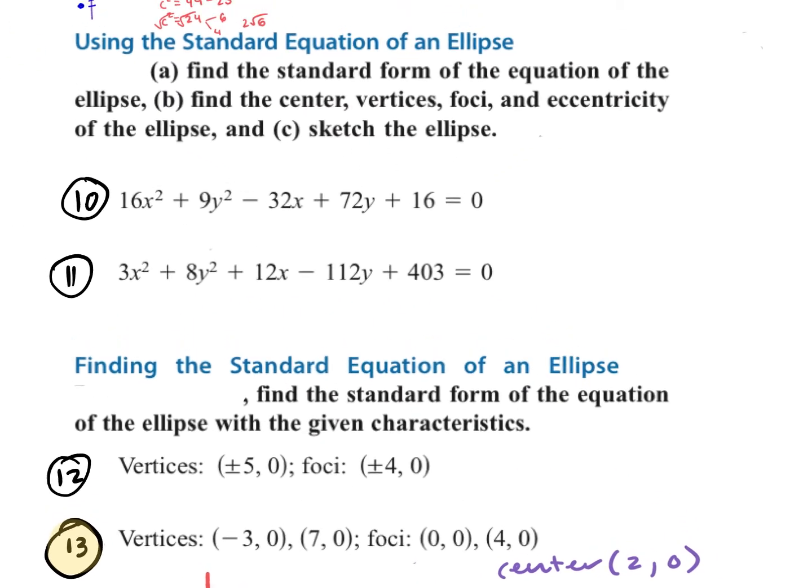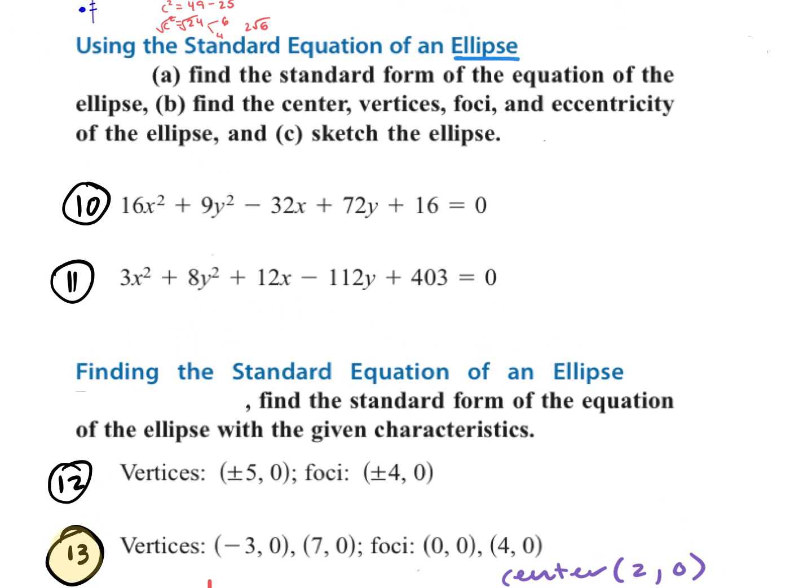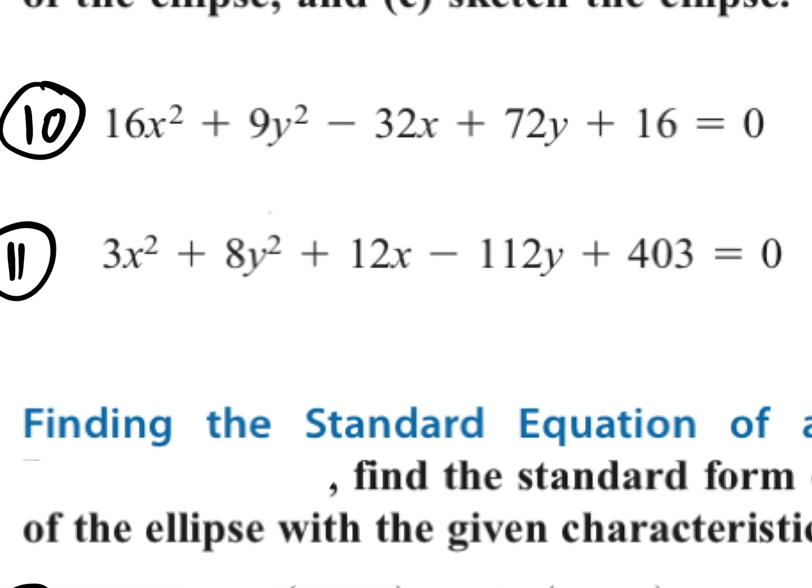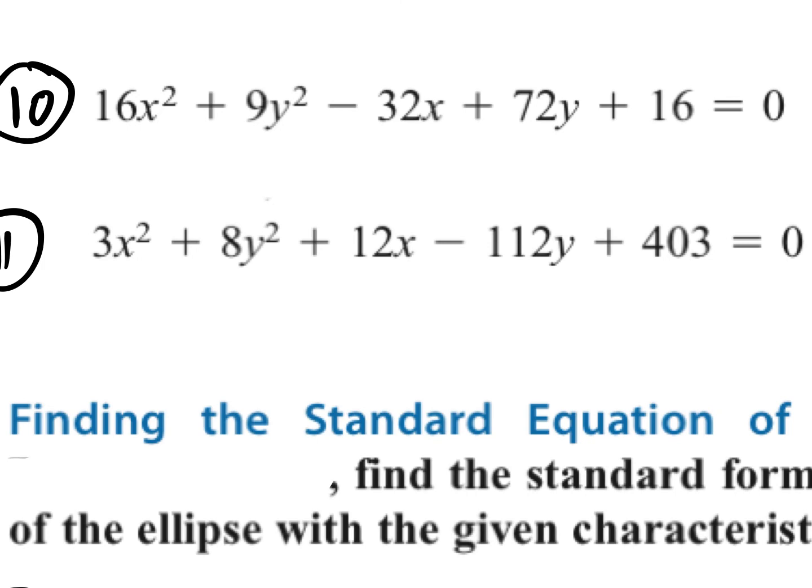All right, so 11, it's an ellipse, and we have to put it in standard form. So that means I have to complete the square. So I'm going to put my x terms together. 3x squared plus 12x. And my y terms together, so 8y squared minus 112y. And then move that 403 to the other side, so minus 403.